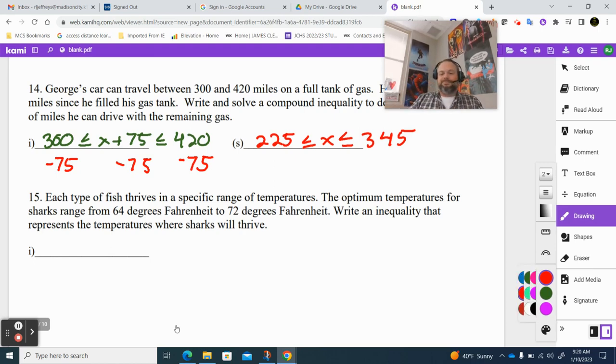All right. So this is our between stuff. We'll do it in blue.